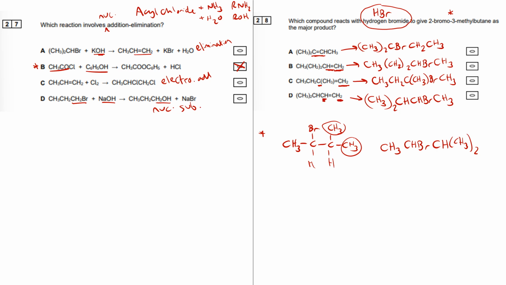So which one is 2-bromo-3-methylbutane? It is in fact this one here. It's the same formula, just written backwards. And that's because it forms a more stable carbocation than if the H was to join here.